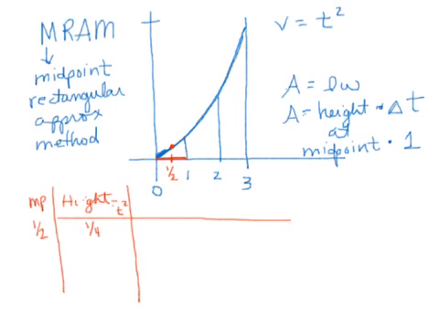Now, the delta t for all 3 of these rectangles is 1. So what's the area of this first little spot? Well, width is 1. The height right there, that's what we're using to estimate, is 1/4.